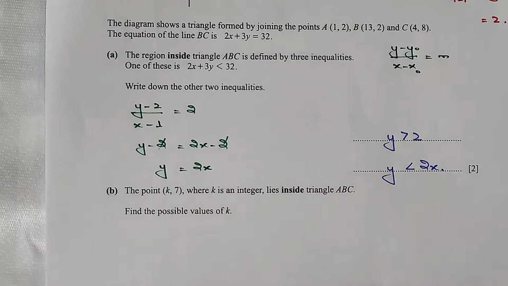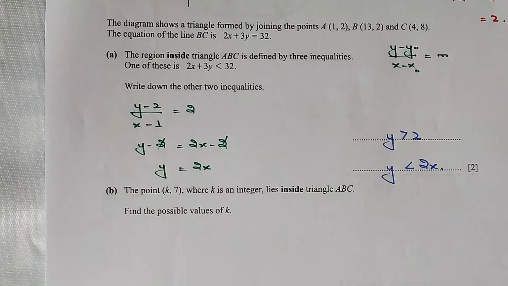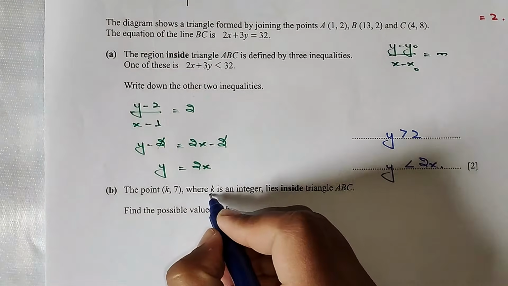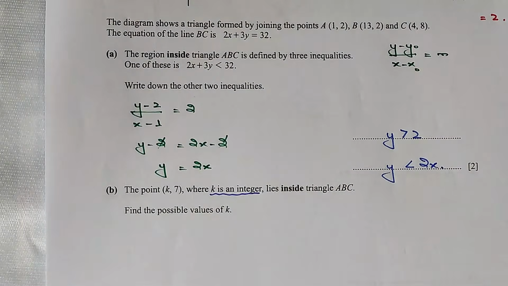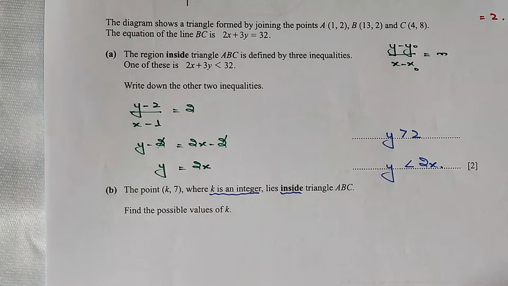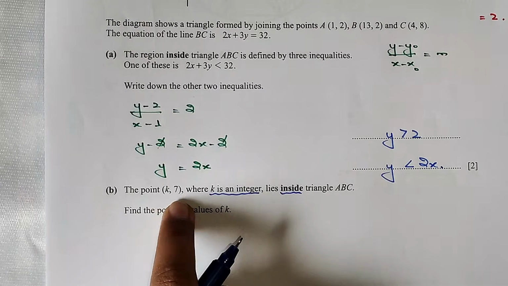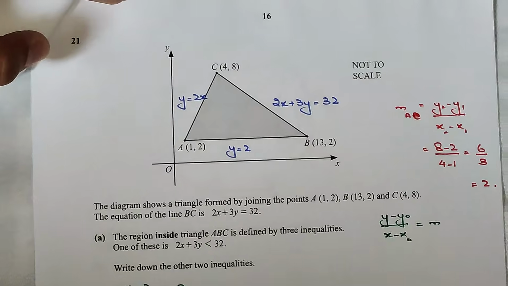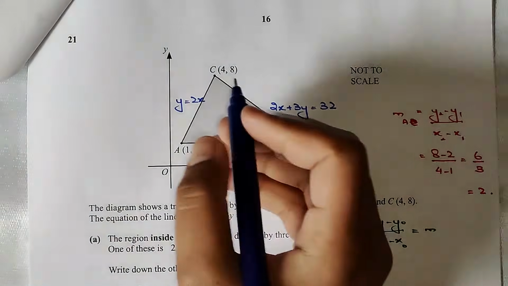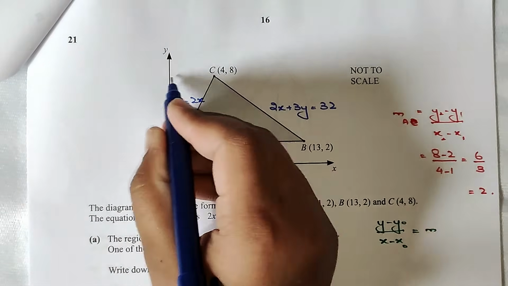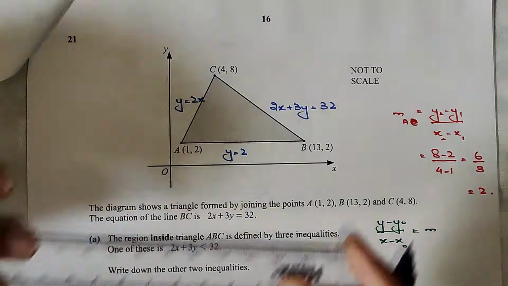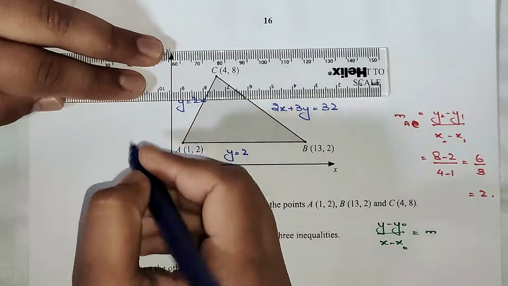Now for the second part, part B, the point K, 7, where K is an integer. So keep in mind, K is an integer that lies inside the triangle ABC. Find the possible values of K. K, 7, so the x value is K and the y value is 7. Okay. So going back to the triangle, as we can see this point 4, 8 means the y value is 8. So 7 must lie below 8. Let's say 7 lies over here.